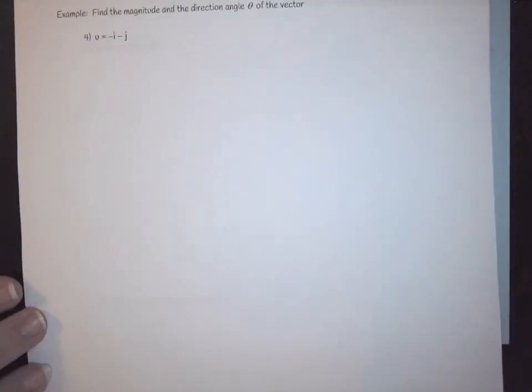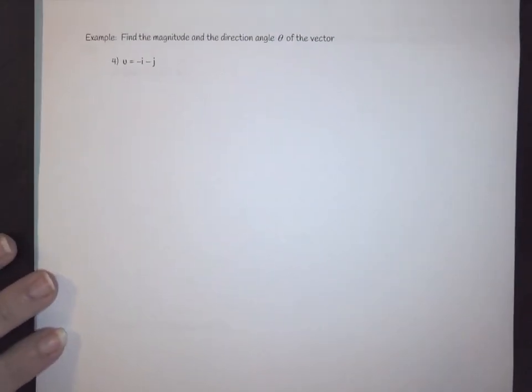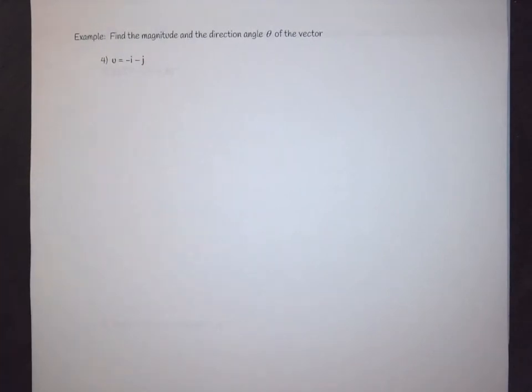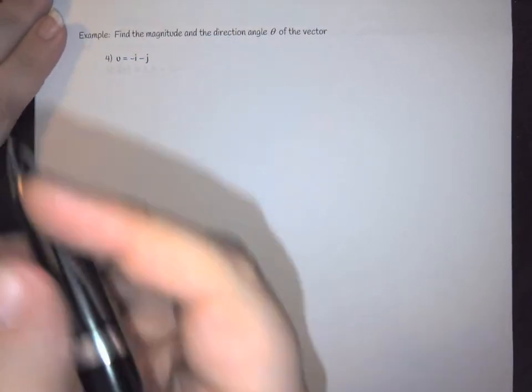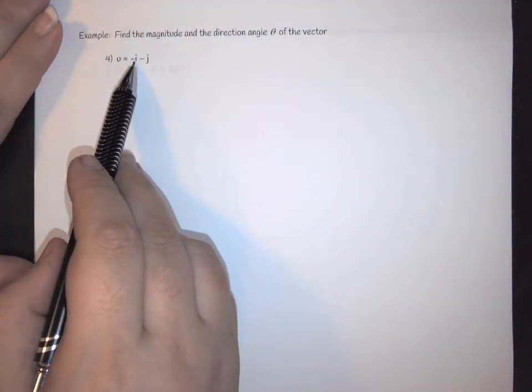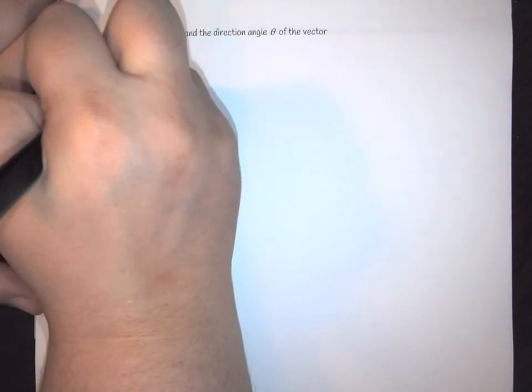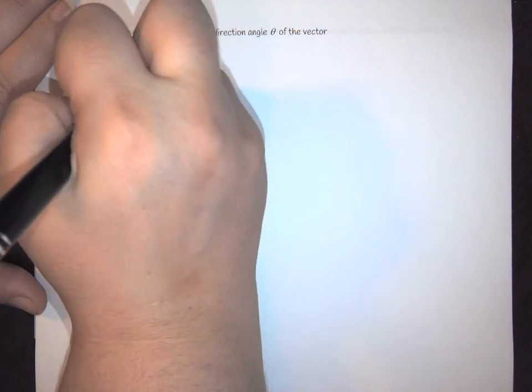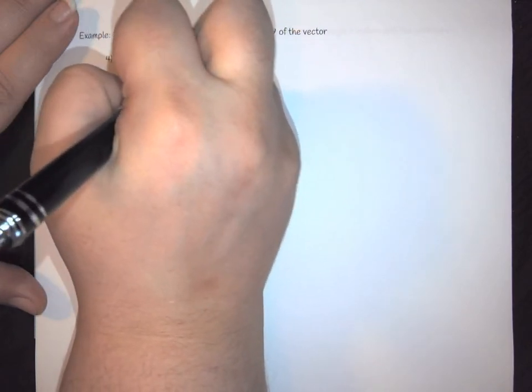Alright, let's look at another example here. In this problem, we want to find the magnitude and the direction angle for the following vector. So the first thing that I would do is start with that magnitude, and then I would fall into finding your direction angle. So here we have the linear combination of negative 1i minus 1j. So here my component form then is going to be negative 1, negative 1.